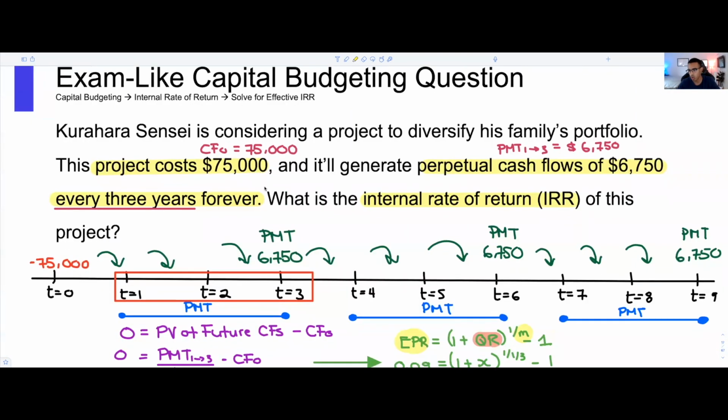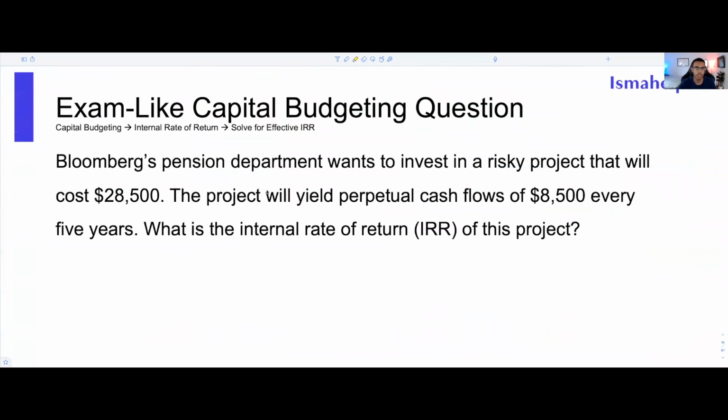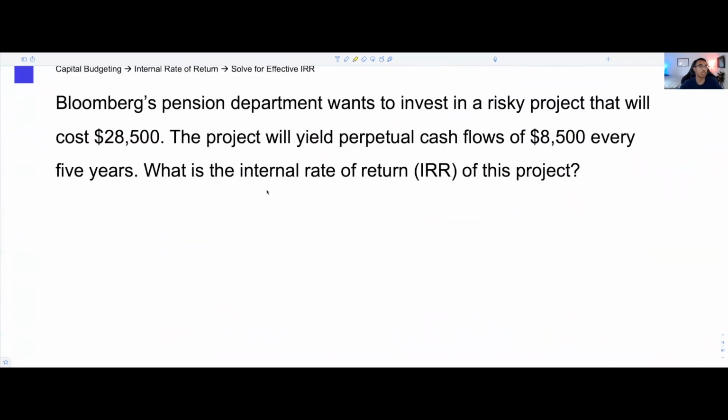Okay, so the next one on page 18 is extremely similar. Bloomberg's pension department, so apparently they have a pension fund, wants to invest in a risky project that's going to cost $28,500. Okay, now we know what to do. So we could run through this. We know that this will be our CF0. CF0 is equal to 28,500. We know that this project is going to yield perpetual cash flows of $8,500 every 5 years. Now, what is the internal rate of return? That's going to be our mission. That's what we're solving for. What is the internal rate of return of this project?